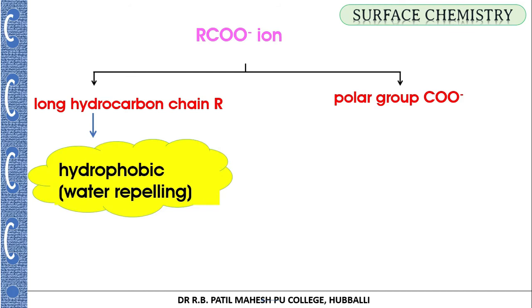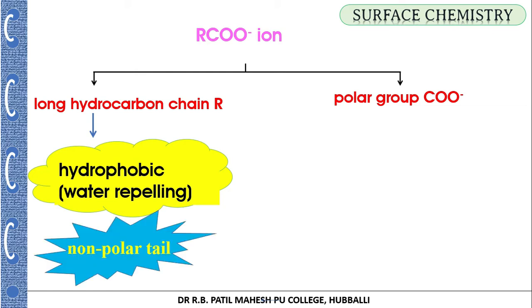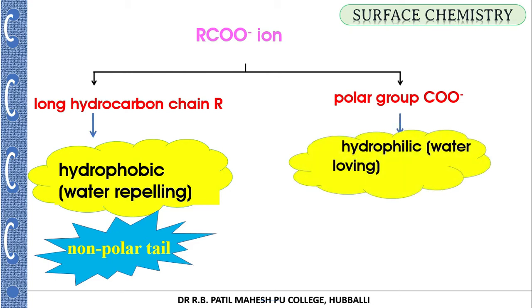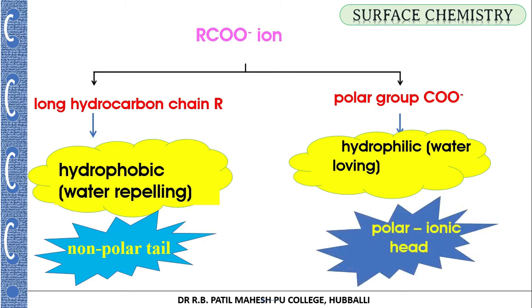So this hydrocarbon part is hydrophobic in nature, that means water repelling. Hydro means water, phobic means repelling. And it is also called a non-polar tail, whereas this polar carboxylate ion is hydrophilic in nature, that means water loving, and it is a polar ionic head. It is called the polar head or ionic head.